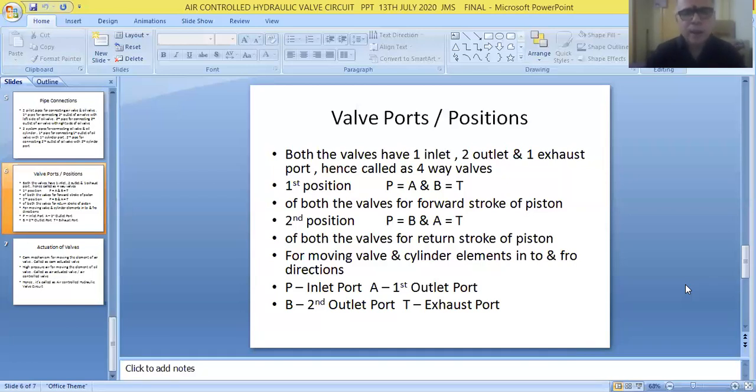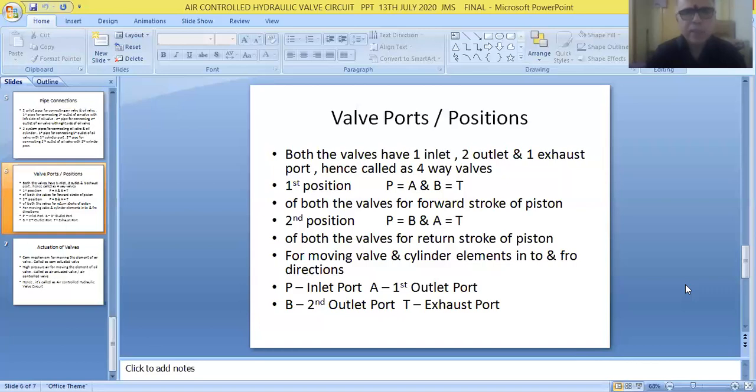So as mentioned earlier, first position of both the valves is very essential for performing forward stroke of the piston. And the second position of these valves is very essential for performing a return stroke of the piston. So this is called one cycle of operation.